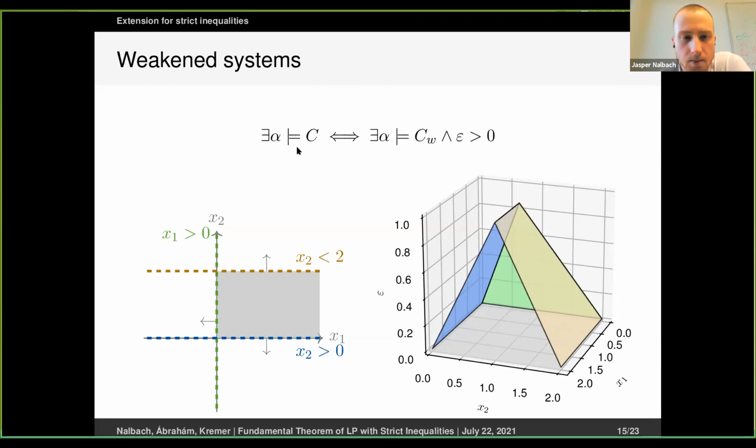Okay, and what is easy to see is that C is satisfiable if and only if there exists a solution for the transformed system with a positive value for epsilon. Okay, so the one direction is quite easy. If there is a solution with a positive epsilon for the transformed system, then we can simply project out epsilon and find a solution in the original system.